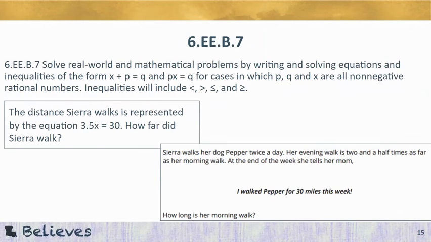Two problems are listed. Both problems are aligned to 6.EE.B.7, which is to solve real-world and mathematical problems. In the first problem, you can see the distance Sierra walks is represented by an equation. How far did she walk? The second problem gives more context. Sierra walks her dog Pepper twice a day. Her evening walk is 2.5 times as far as her morning walk. At the end of the week, she tells her mom, I walked Pepper for 30 miles. How long is her morning walk?